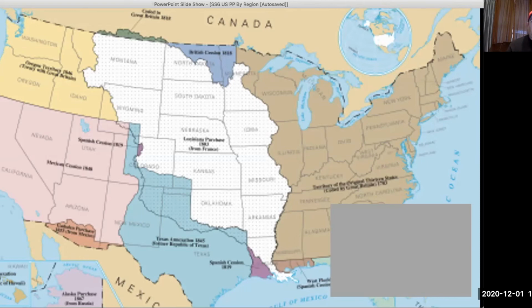And then up at the top here in the yellow, you can see the Oregon Treaty, Oregon territory that we claimed and settled with Great Britain on, okay? So now the United States is this brown area, the white area, and the yellow area up here, okay?